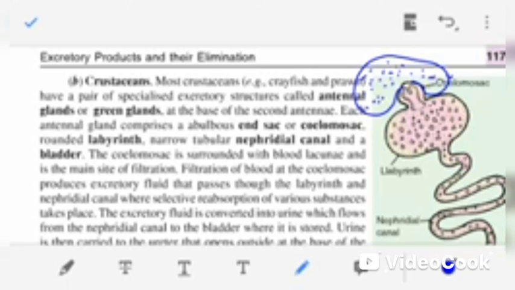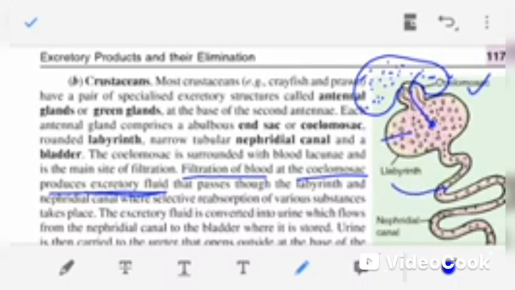Now what happens? Filtration of blood takes place at the coelom sac. Blood is filtered at the coelom sac. So this coelom sac produces the filtrate or the excretory fluid, and this excretory fluid or filtrate now passes through the labyrinth and also through the nephridial canal.